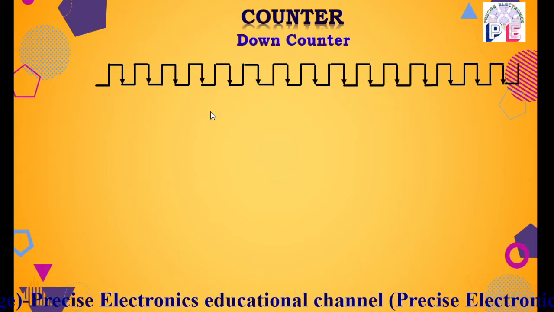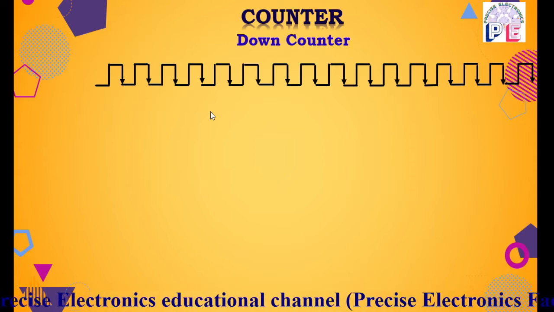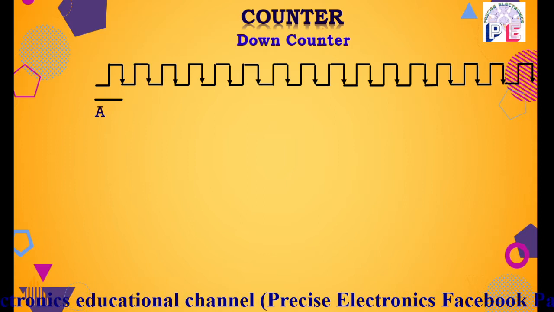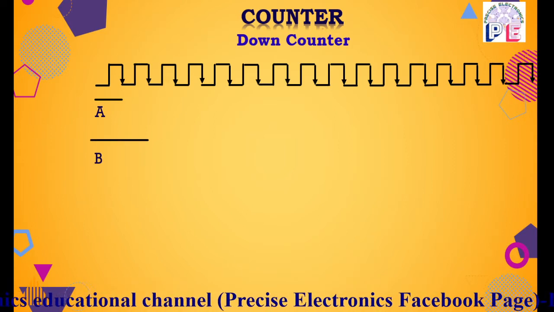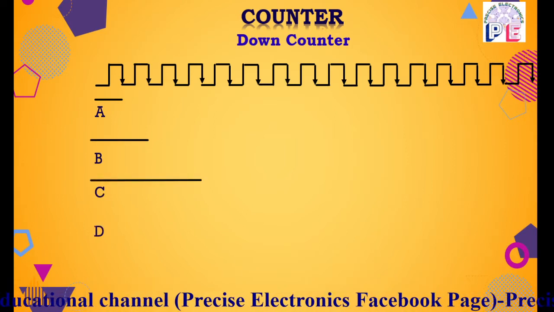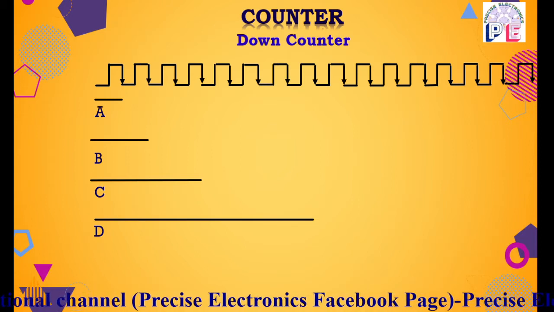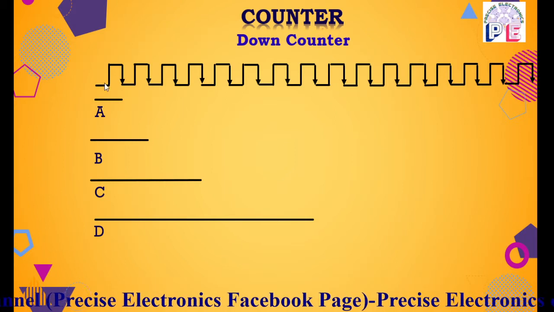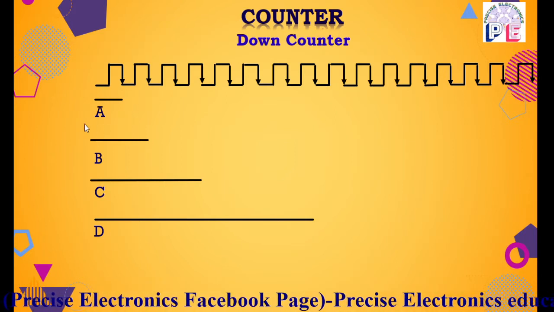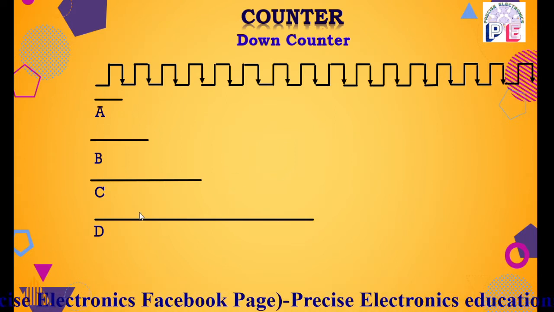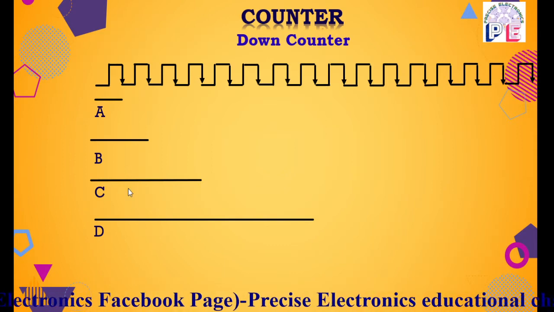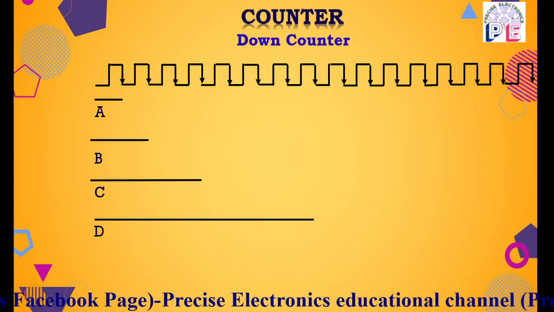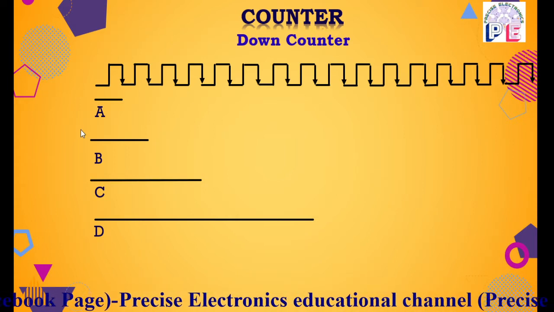At the initial stage, before applying any clock pulse, all flip-flops are made preset. So the outputs of A, B, C, D remain at high level. That high level is indicated by the line above the letters A, B, C, D. So all these flip-flops are in set mode, and the lines are on top of the letters.